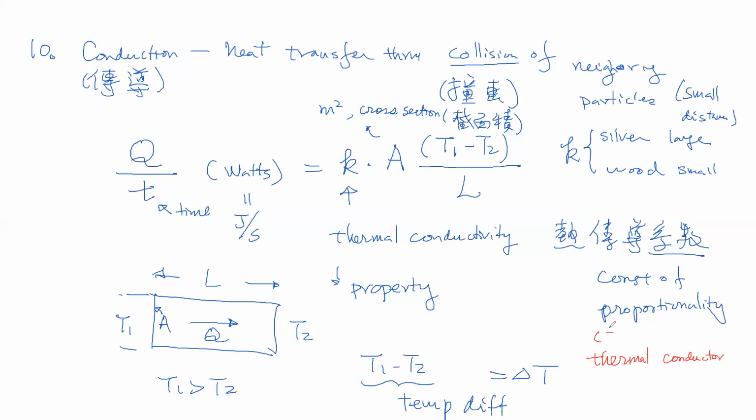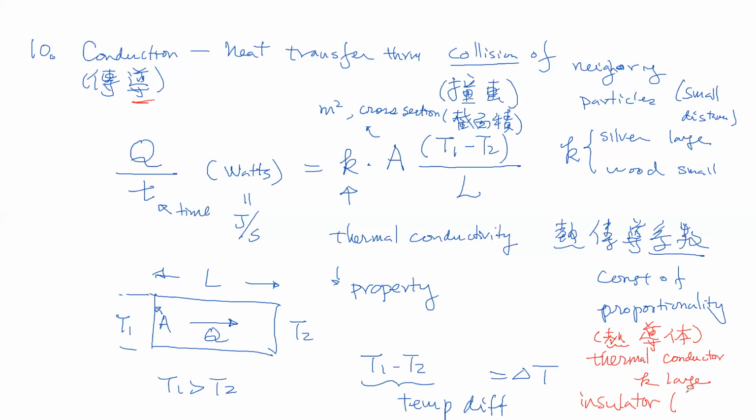In Chinese, it's called 热导体. 热 is thermal here, and 导体 means conductor. 导, the same word here. 热导体. So thermal conductor means K is large, for example silver. And then a thermal insulator, like wood. So this is like wood, right?